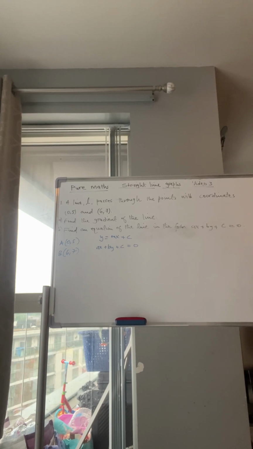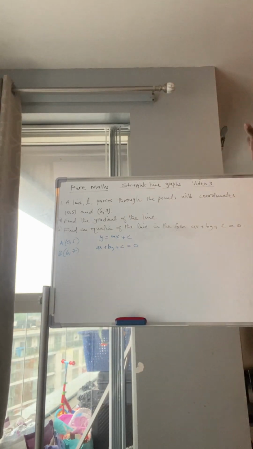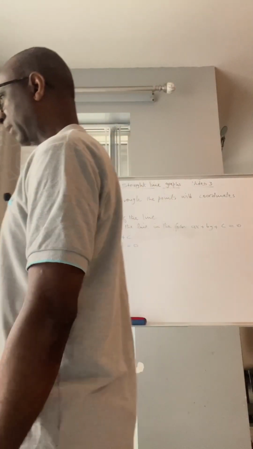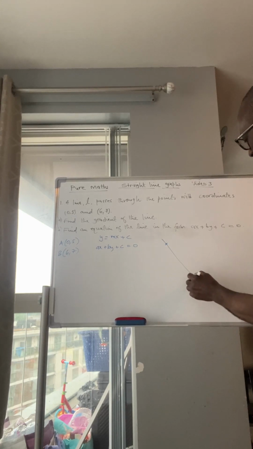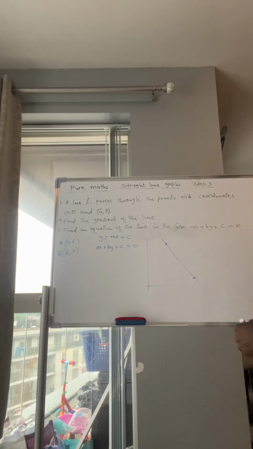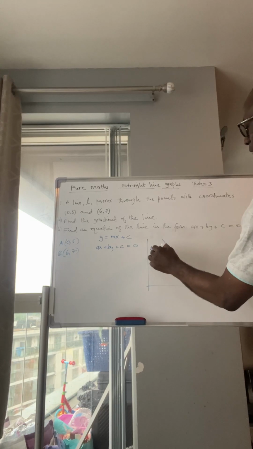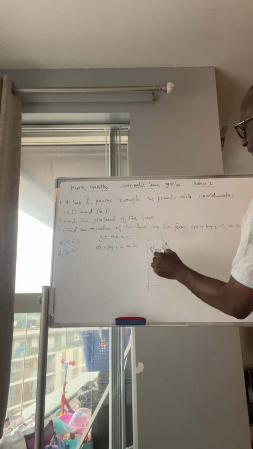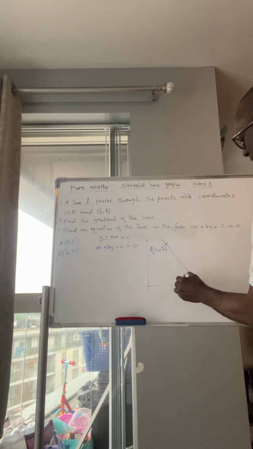So we are asked to find the gradient. How do you calculate the gradient of a line? It's the rise over the run. That is the increase in the y-axis divided by the increase in the x-axis. If you have a line like this, you have the x-axis here. You have, for example, this is P, x2, y2, and here, let's say this is S, x1, y1.